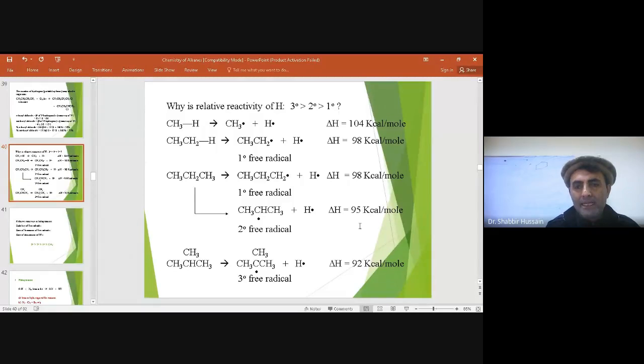So much more easily as compared to this primary one. If we are comparing the formation of a tertiary free radical, the extraction of a proton through homolysis requires energy of 92 kilocalorie per mole. So we can easily understand that a tertiary free radical forms more easily than a secondary free radical. Less energy is required as compared to a primary free radical, right?